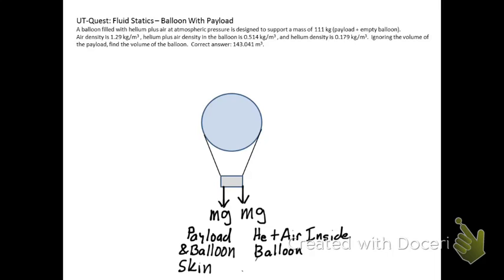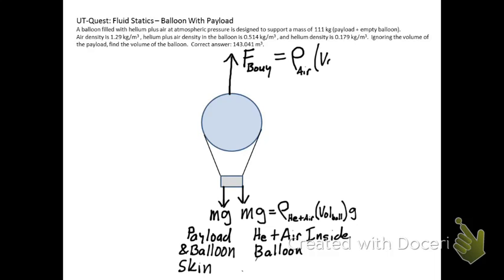So I have two weight vectors acting down, and I can get this weight of the gases by the density of the helium-air mixture times the volume of the balloon times g. That's our two forces acting down, counterbalanced by our buoyancy force acting up. Okay, the balloon is immersed in air, so it's the density of air times the volume of the balloon times g.